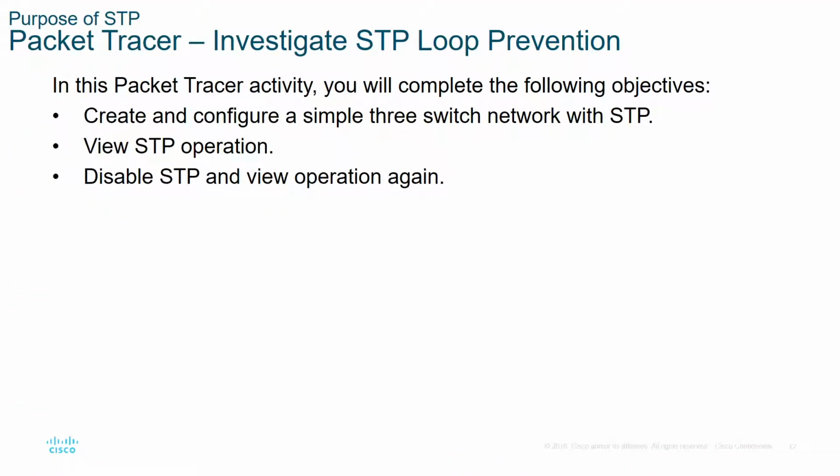So we have a little Packet Tracer exercise. Again, investigate spanning tree protocol loop prevention. This is a useful exercise to do. It gets you to create and configure a simple three switch network with spanning tree protocol, view the spanning tree protocol operation, and disable spanning tree protocol and view the operation again. So basically it just shows you what happens if you turn the spanning tree protocol off after understanding how it's in operation, and you'll see the network essentially grind to a halt. So it's useful just to see that, obviously in the lovely Packet Tracer simulation rather than on a real production network.